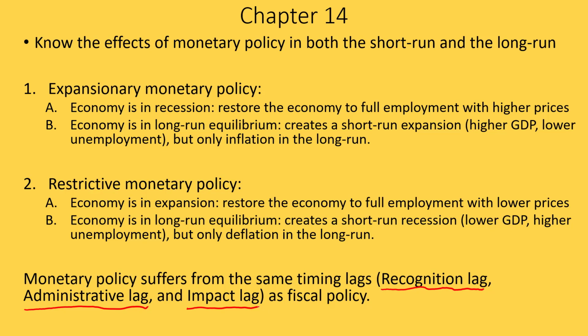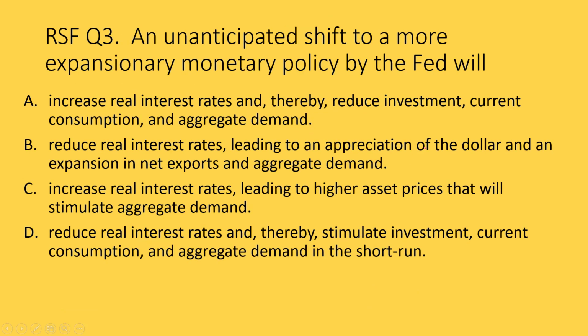There are some side effects to using this monetary policy, just like there were side effects to using that fiscal policy. All right, so be able to answer questions like this on the test as well. An unanticipated shift to a more expansionary monetary policy by the Fed will... Well, remember that if we're using expansionary monetary policy, then we're reducing those real interest rates. We're not increasing it by shifting that money supply curve to the right. So we already know immediately that A and C are not the right answer, right?